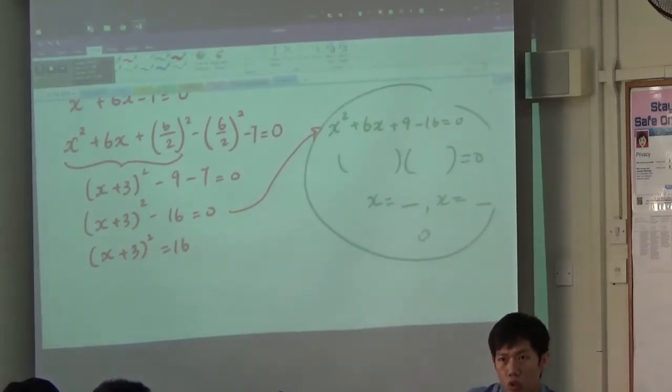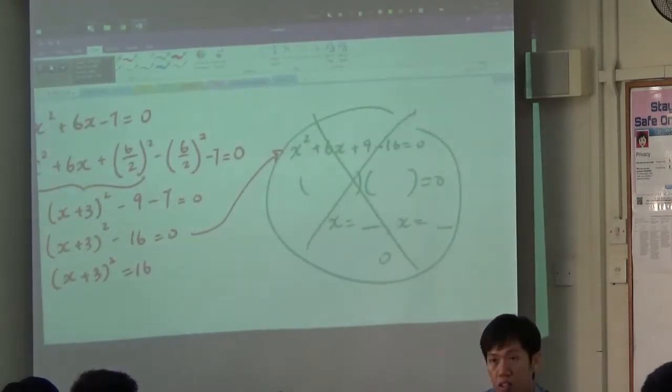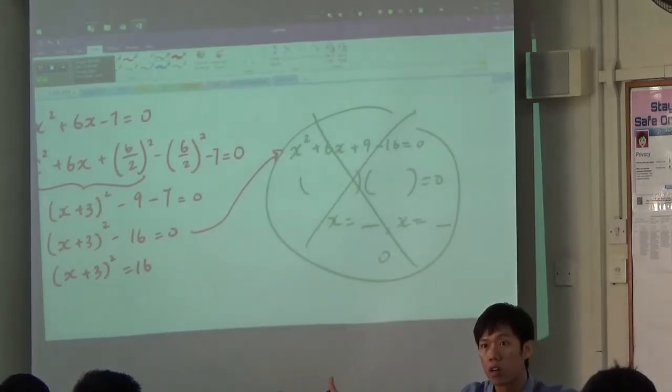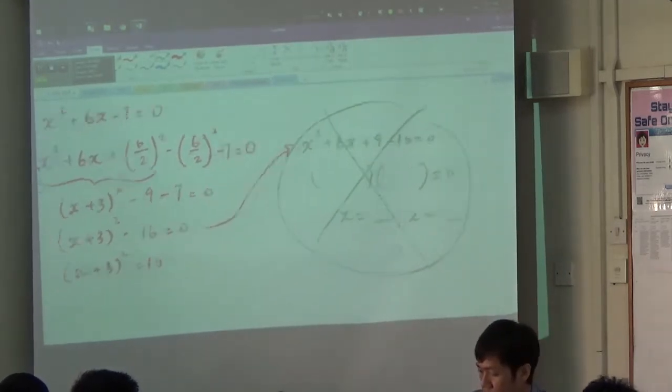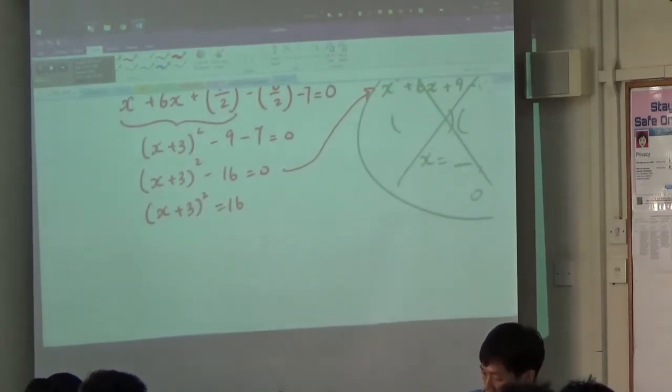You are told to solve it by completing the square. So please don't do this. Don't complete the square and then expand it again. You are undoing all your work. So you've completed the square already. Add 16 to both sides. Take the square root of both sides.